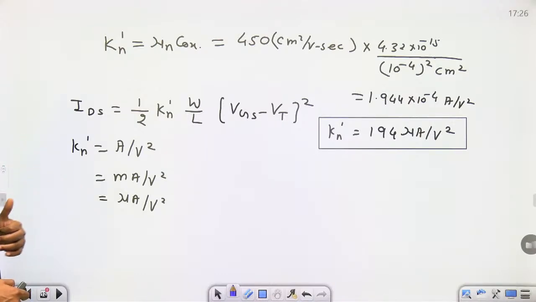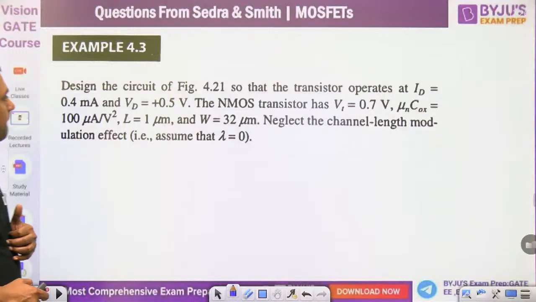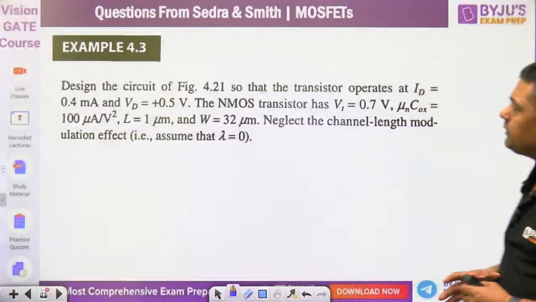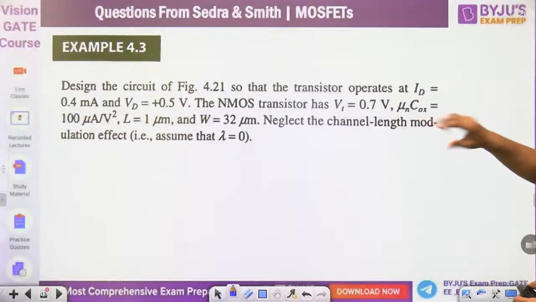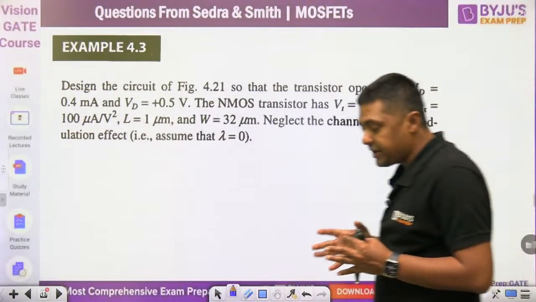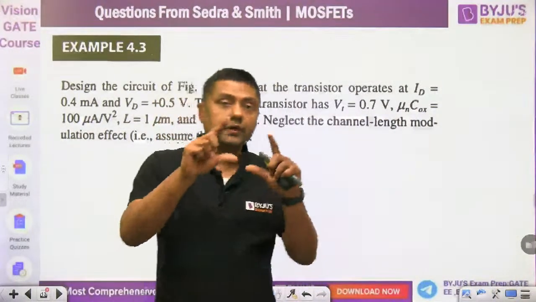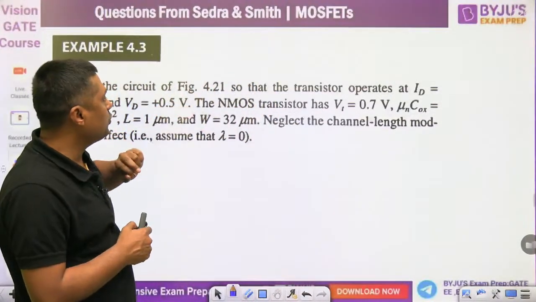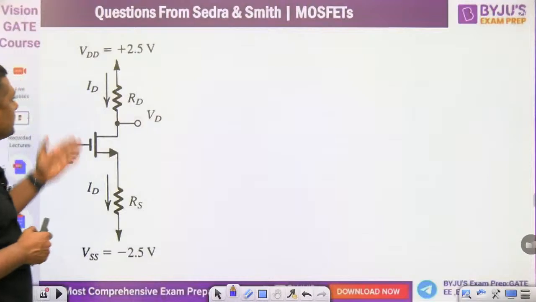Now, next question. Okay, guys, remember what is given here: design the circuit of the figure. They will give you some circuit in the textbook. What is written here? Design the circuit of figure 4.21. Here is the circuit.